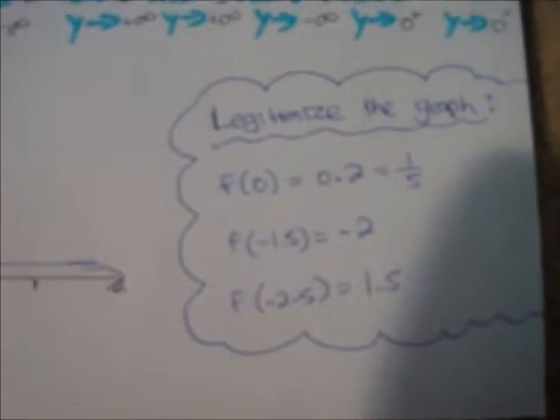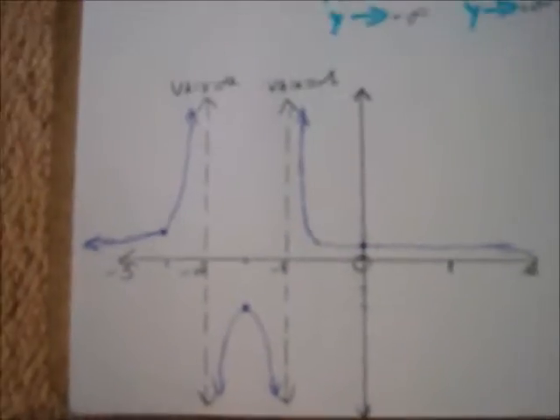And just remember, guys, you also need to legitimize your graph. So I did that here with f of 0, f of -1, and f of -2. Plot, plot, plot. And there you go, I have my graph.